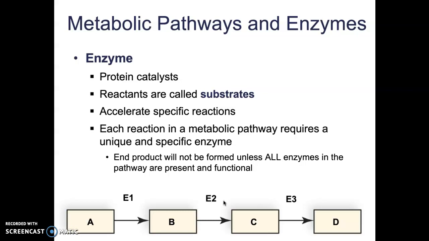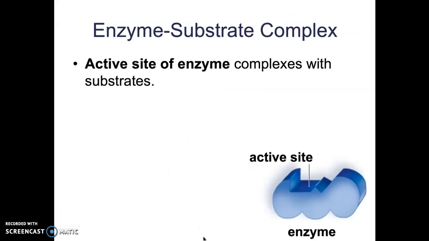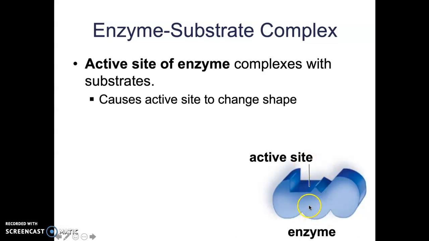So this is where it's super important to have all of the enzymes necessary for a metabolic pathway. Now we're going to talk about the enzyme-substrate complex. How does enzyme 1 convert A into B? The enzyme is going to convert A to B by using an enzyme-substrate complex. In other words, only a small part of the enzyme is going to interact with the substrates. This is what's known as the active site. Once the substrates bind to the active site, it's going to cause the active site to change shape.